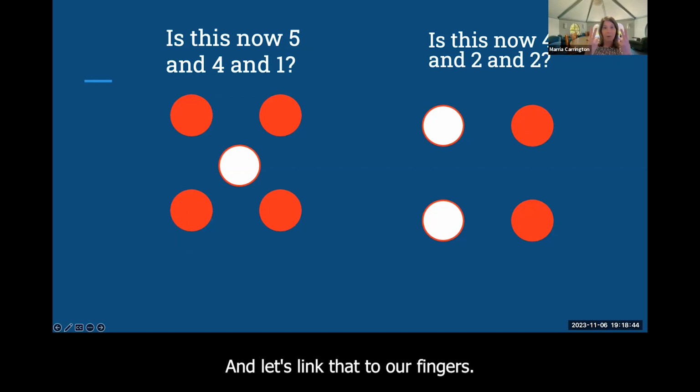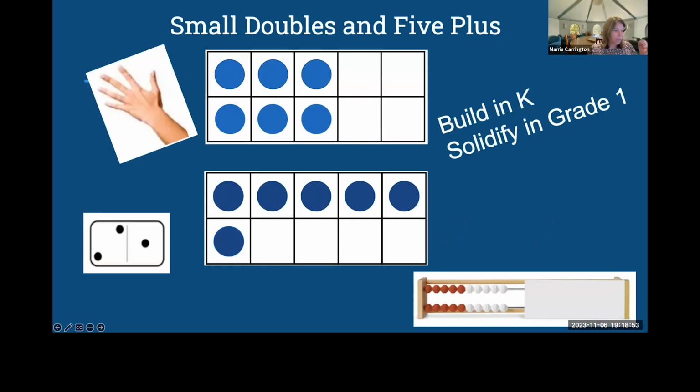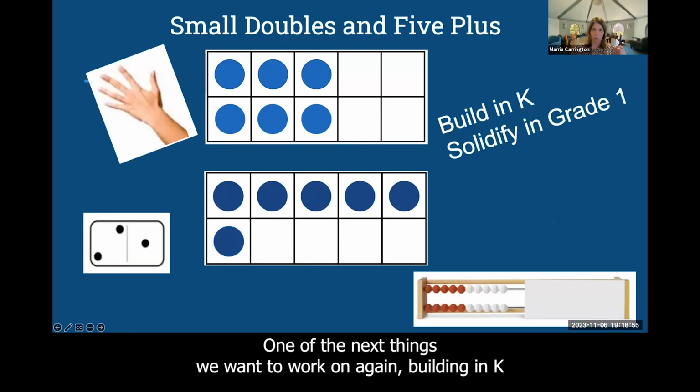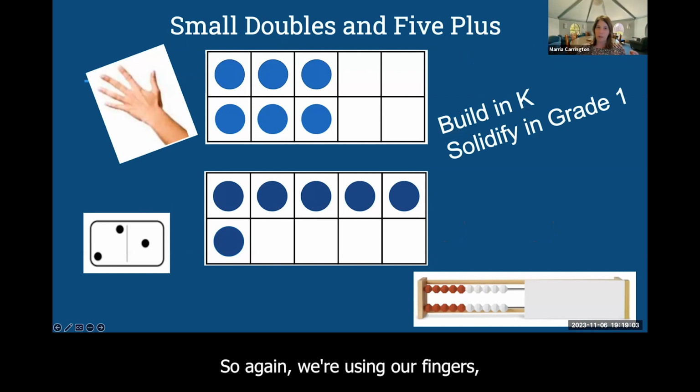And let's link that to our fingers. Let's make 2 and 2 on our fingers. Is that still 4? We're giving them all of this concrete experience in K. One of the next things we want to work on, again building in K and solidifying in grade 1, are our small doubles and 5+ patterns. So again, we're using our fingers.